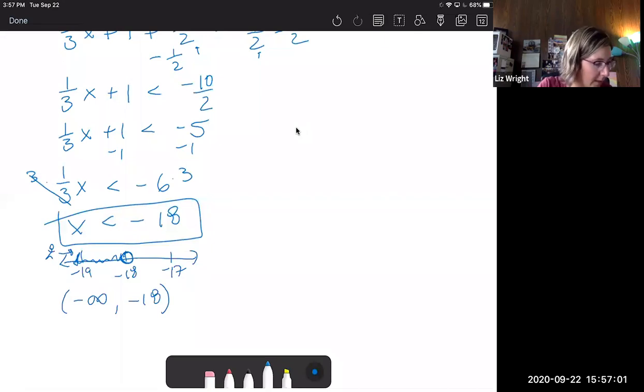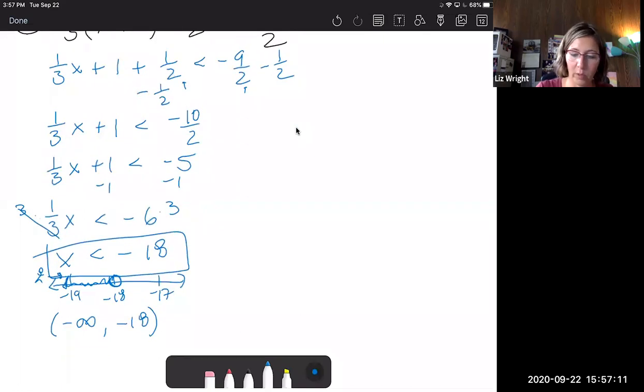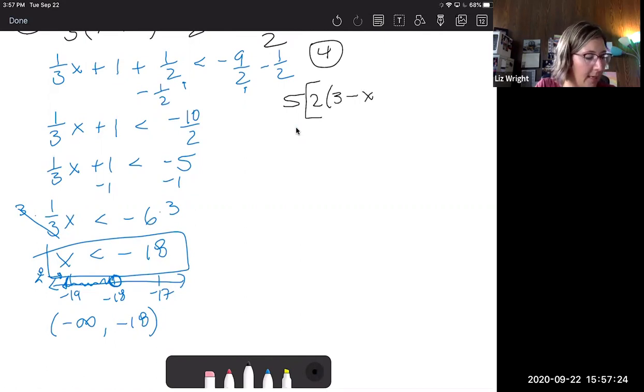Let's try 2 more. One of them I'm going to give to you guys to do. What number is this for you guys? This will be 4. So number 4, the one that I would like for you to try is going to be 5, and then we're going to have brackets, and then 2, and then parentheses, 3 minus x minus 1. End of brackets, and it's going to be less than or equal to 27. So I want you to try that one.